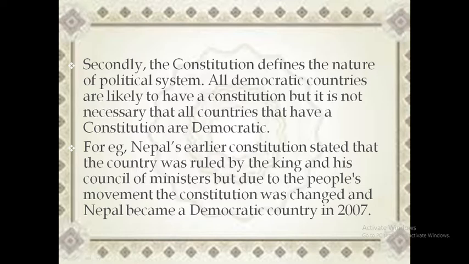Maybe in the constitution of the country it is written that there will be rule of a king or a group of people. For example, Nepal's earlier constitution stated that the country was ruled by the king and his council of ministers. But due to the people's movement, the constitution was changed and Nepal became a democratic country in 2007.